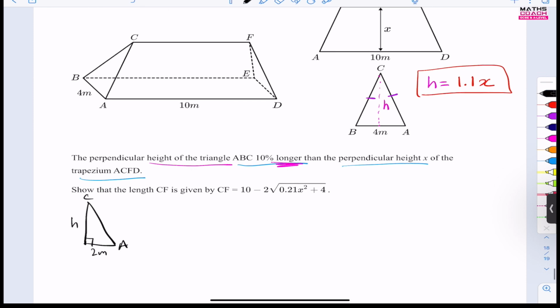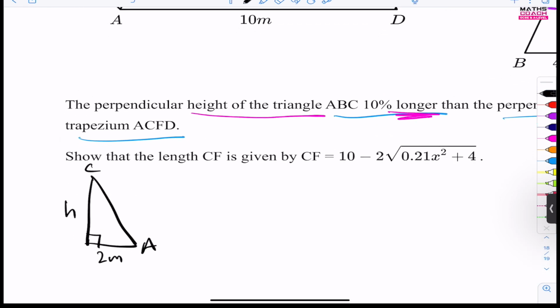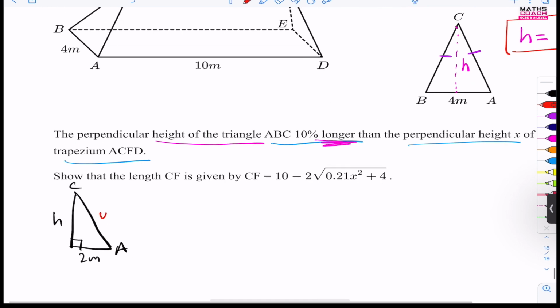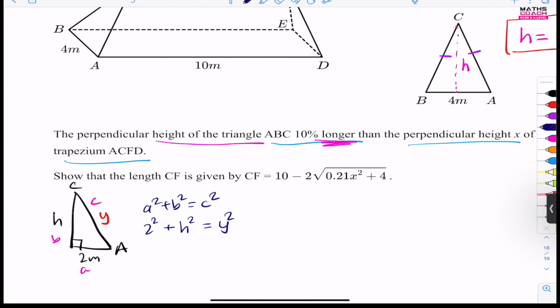So we can use Pythagoras' theorem to find this. What we can call this for now is y, because we are looking for that. For Pythagoras' theorem, this is going to be c, and we can call these a and b. So a squared plus b squared is equal to c squared. Our a is 2 squared, our b is h squared, is equal to our c, which is y squared. So that's going to be 4 plus h squared is equal to y squared. And if we just want y, we're going to square root the 4 plus h squared.